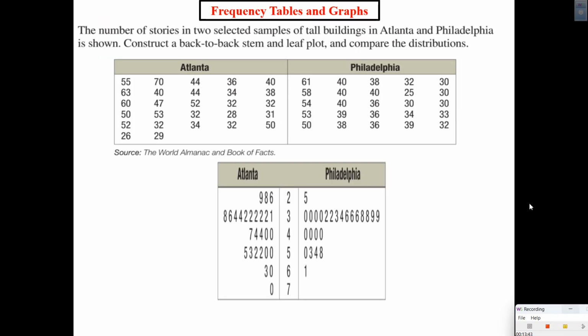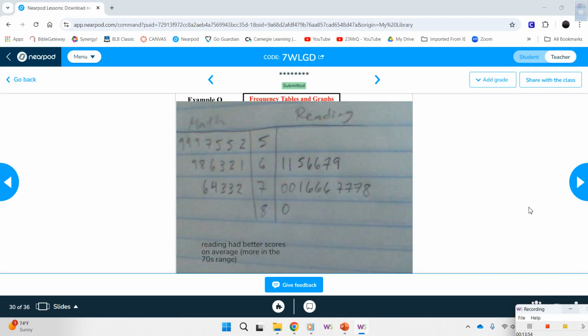I'm going to leave the previous example up here on my screen so you guys can see how they set that up. Hopefully that helps you with yours. All right? Go.